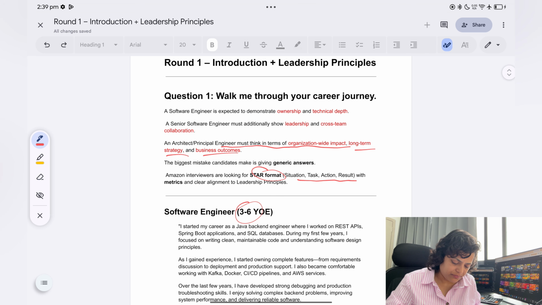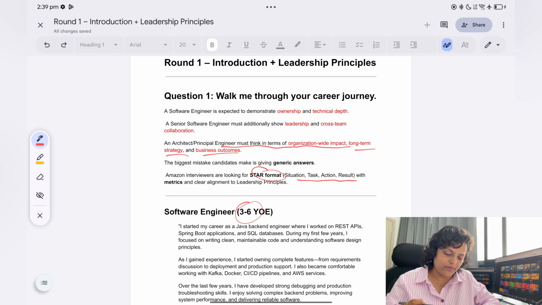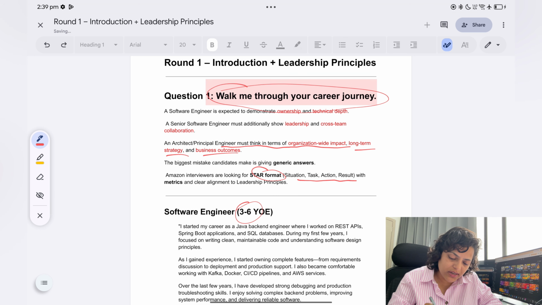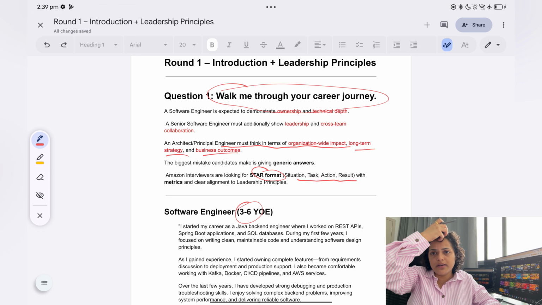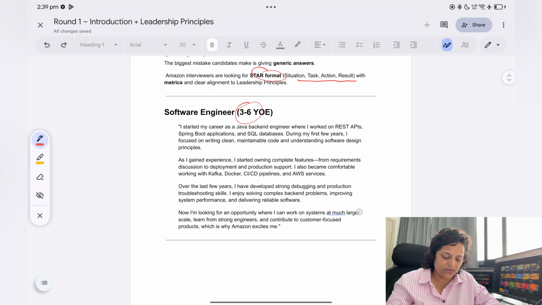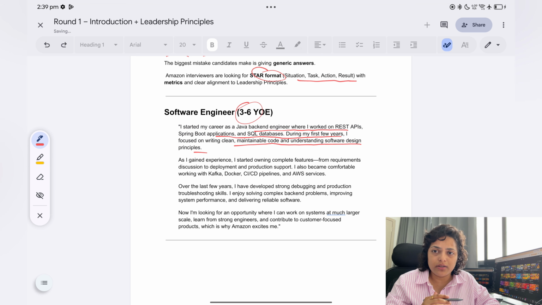Now for example, take this question: walk me through your career journey. You can say anything according to your experience, but let's talk about the generic answer. The software engineer has 3 to 6 years of experience, not much. So he would say that I started my career as a Java backend engineer, where I worked on REST APIs, Spring Boot applications and SQL databases. During my first few years I focused on writing clean, maintainable code and understanding software design principles, all the technical things.